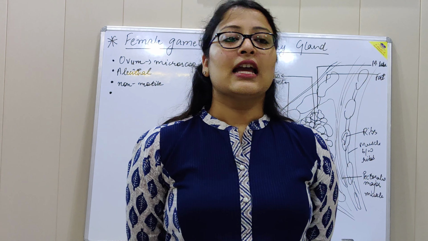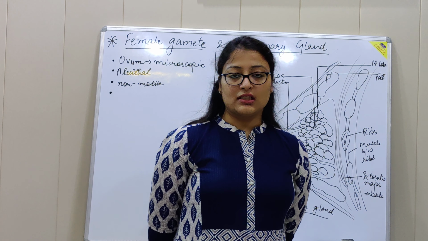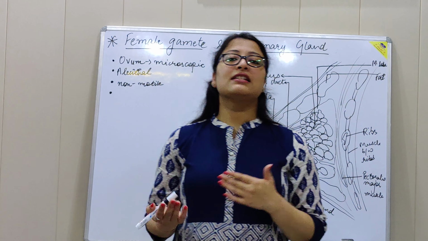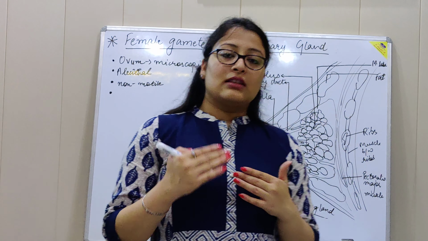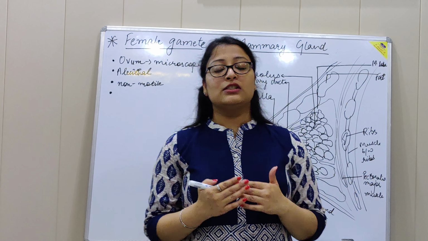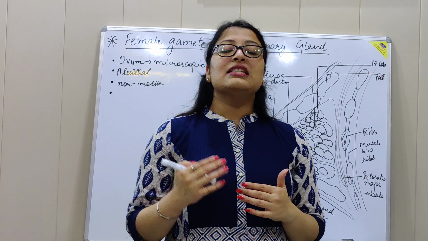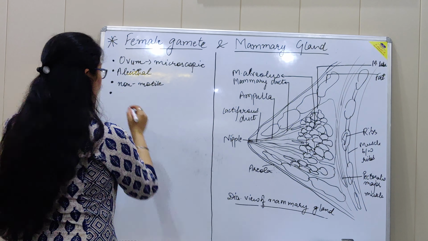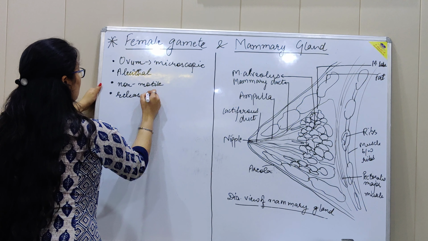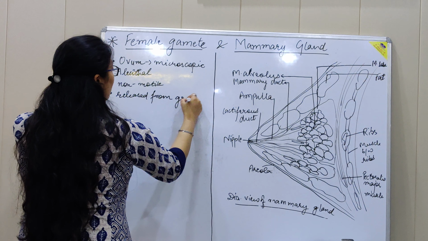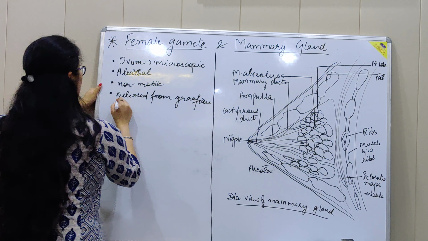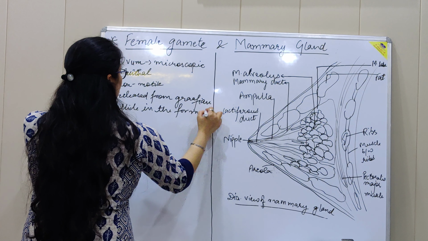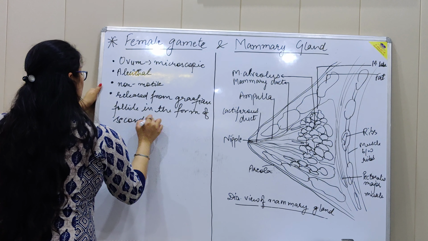Next thing is, it is released from Graafian follicle. During formation of ova, various stages of development are there that we'll discuss in oogenesis, and there is the formation of follicle, matured follicle known as Graafian follicle, from which it is released in the form of secondary oocyte. This is a very important point. Released from Graafian follicle in the form of secondary oocyte.